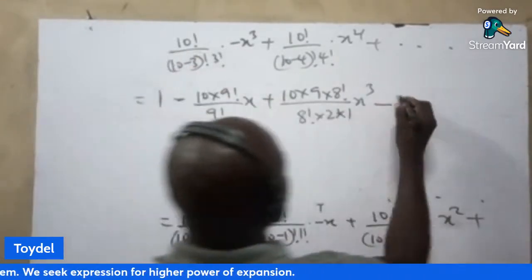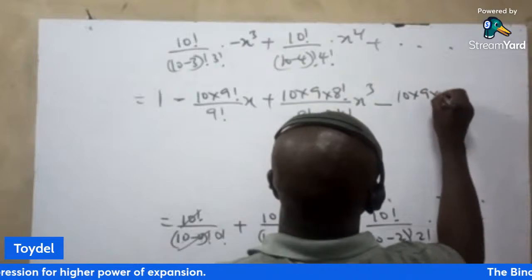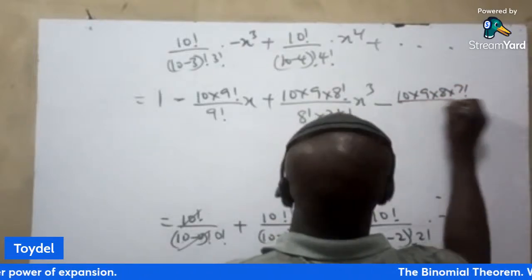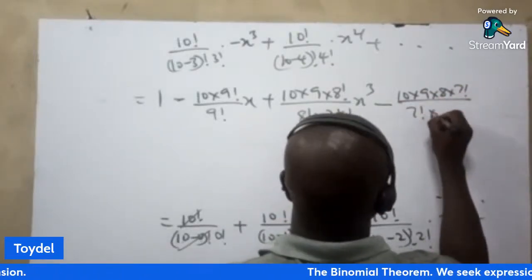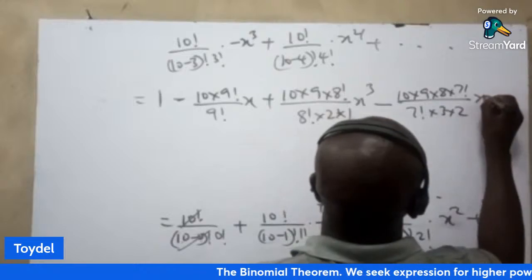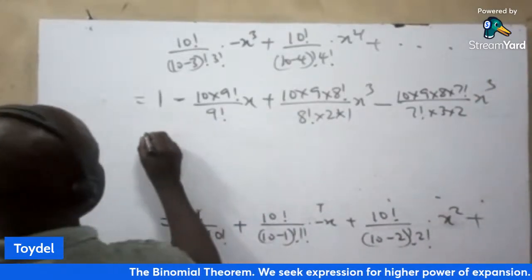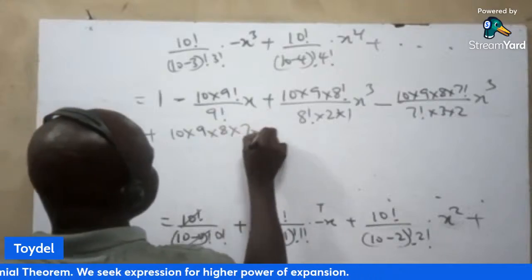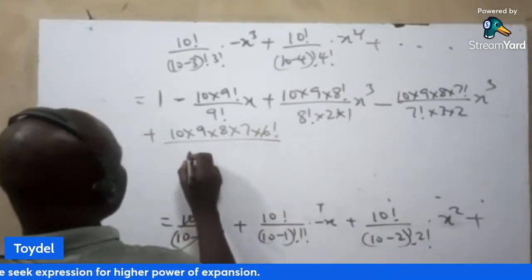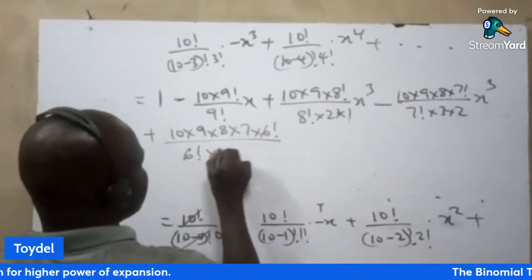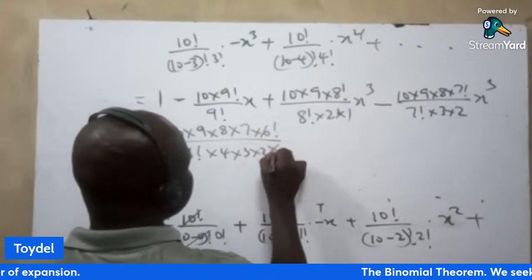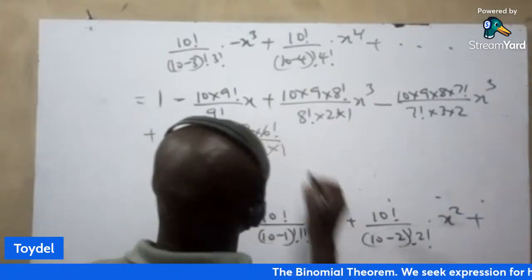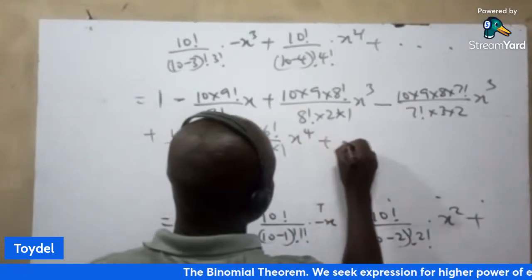minus, because plus times minus will be minus. So I'm going to have 10 times 9 times 8 times 7 factorial all over 10 minus 3, 7 factorial, multiplied by 3 times 2, x cubed, then plus 10 times 9 times 8 times 7 times 6 factorial all over 6 factorial multiplied by 4 times 3 times 2 times 1, because factorial simply means to reduce it, x to the power 4 plus dot dot dot.